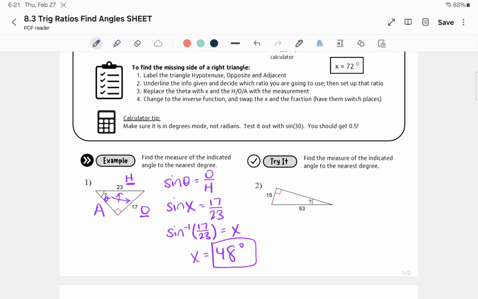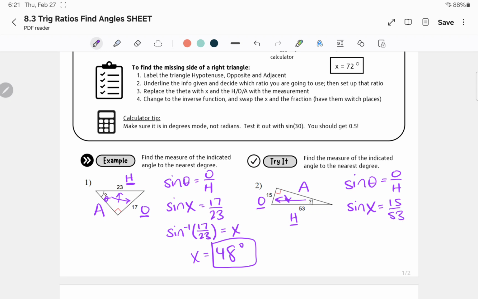All right, so let's go ahead and label. So we have our hypotenuse. We have our opposite, and we have our adjacent. So they're giving us H and O, and I'm going to use sine based on that. So sine of theta is O over H. We're going to fill in the theta is unknown, and this whole lesson, the theta is going to be unknown. We're always going to be finding angles in this lesson. So I'm always going to put X for theta. O is 15, and H is 53.